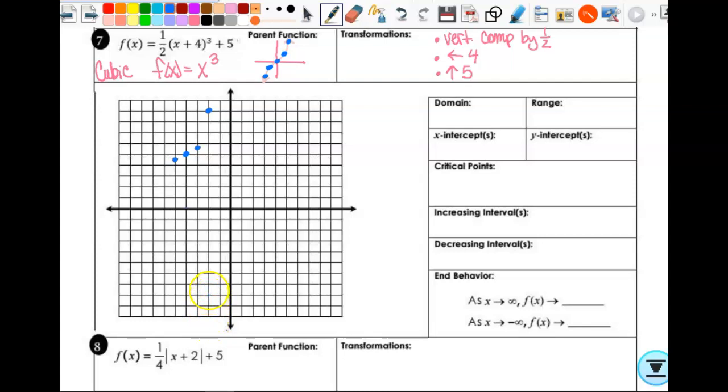Vertical compression by 1/2. Left 4, up 5. And then again, you have to know your shape so that you don't try and make this one come in like this, because that didn't make any sense. This one's the tall one, and it looks something like this.